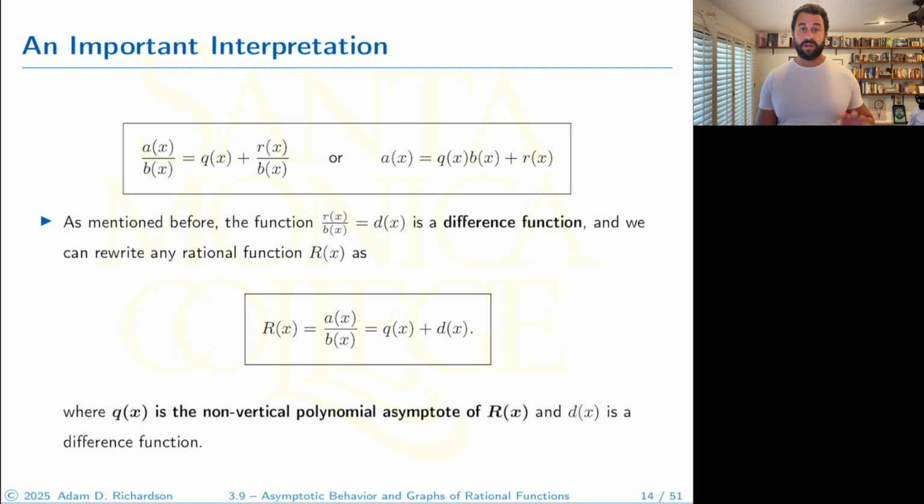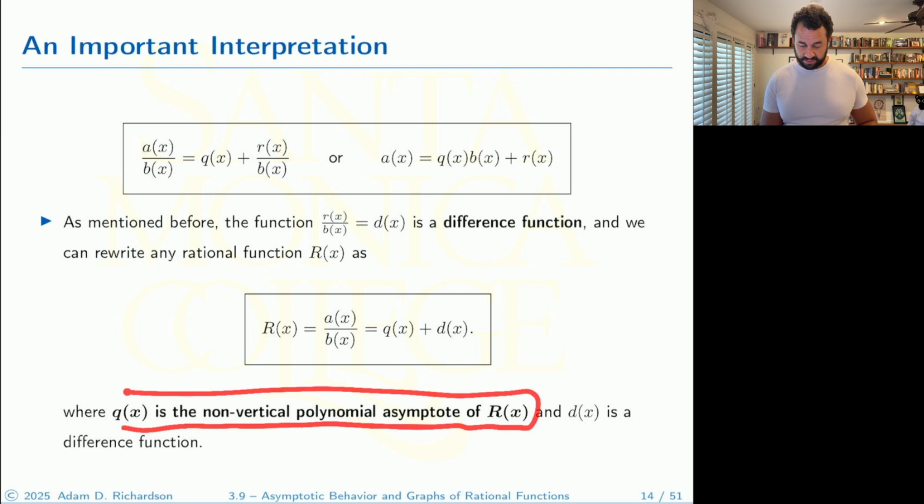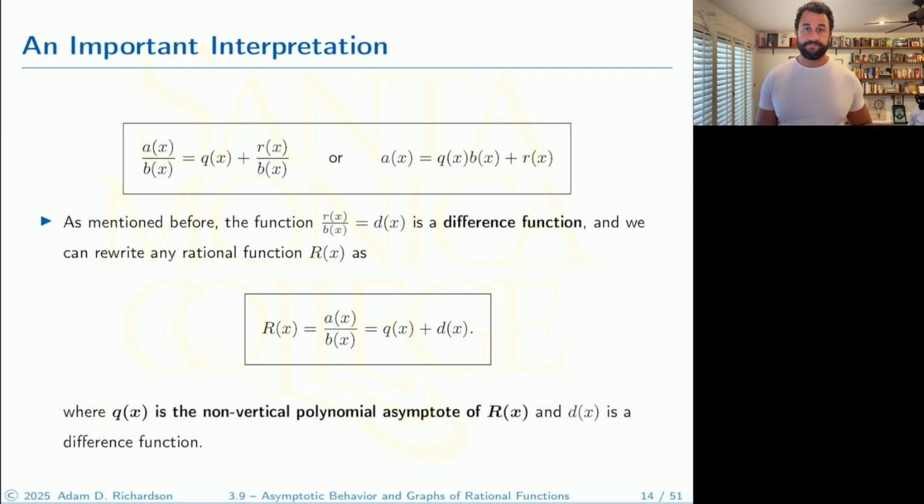Anytime you ever have to talk about rational functions, I really want you to remember that you can write it as a quotient plus a difference function. So here I'm just rewriting it using those symbols instead, right? So here what's happened is we've taken the rational function and we've written it as q of x plus d of x. And q of x is the non-vertical polynomial asymptote of the rational function, right?